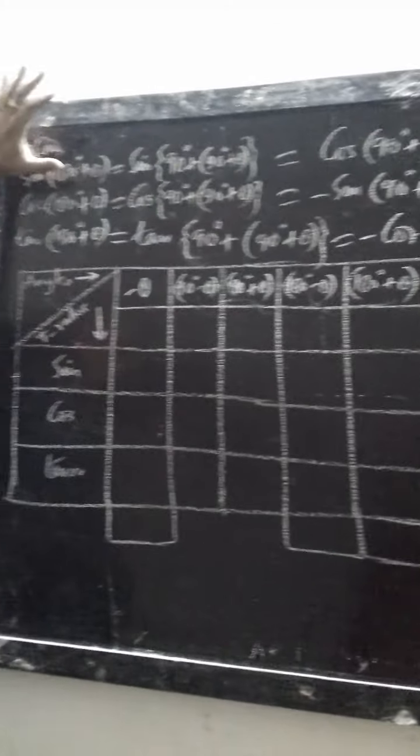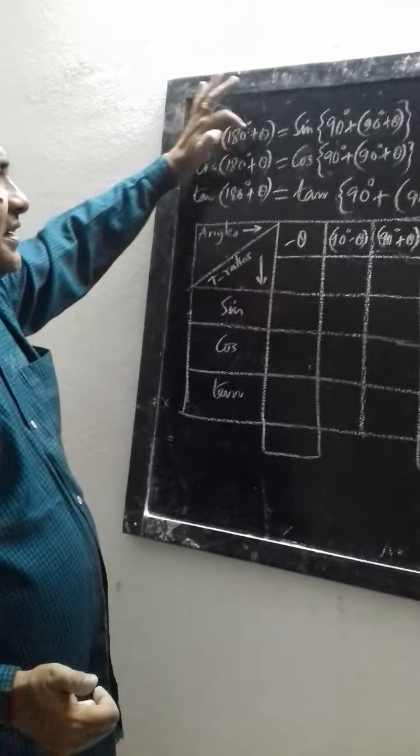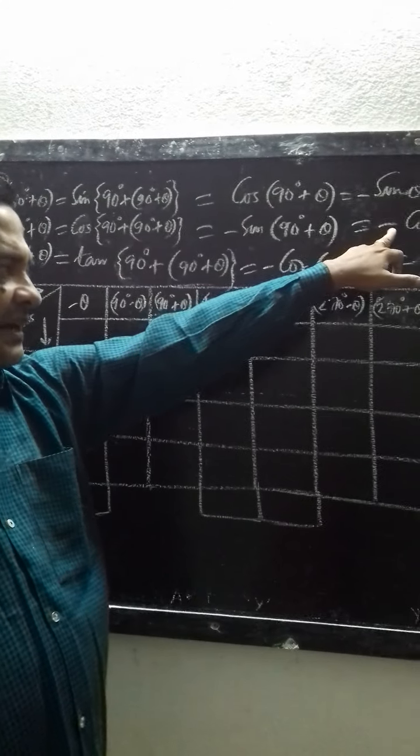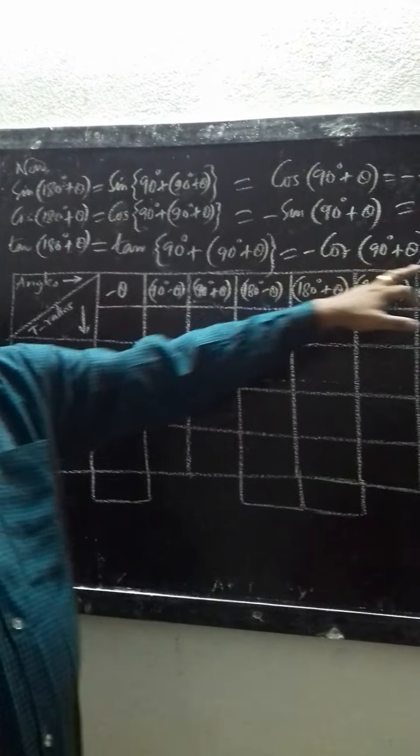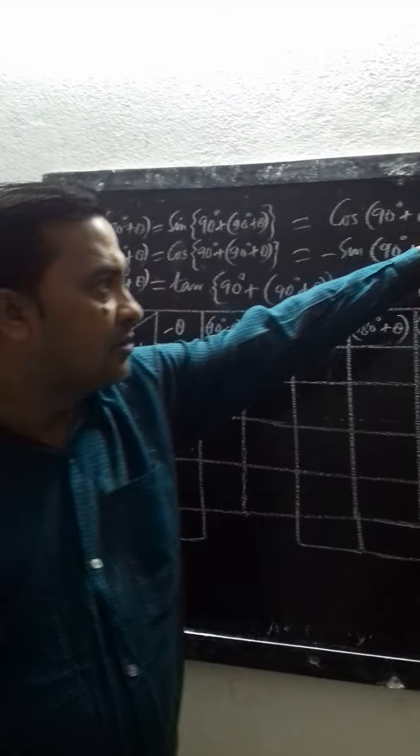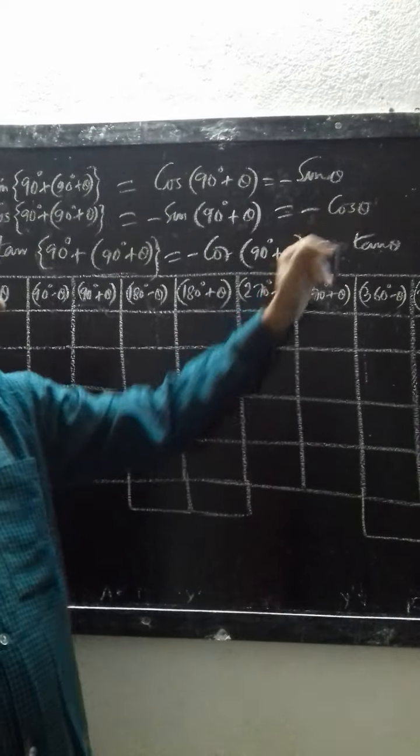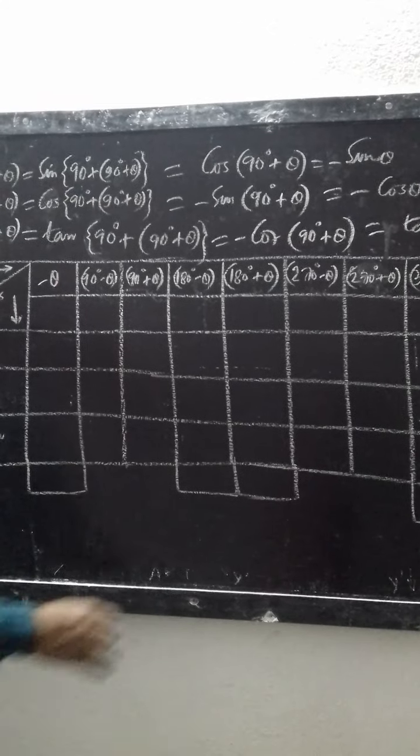Since the angle 180 degree plus theta lies in the third quadrant, sin 180 plus theta is negative, cos 180 plus theta is negative, but tan 180 plus theta is positive. In the previous case we saw that sin 180 minus theta equals plus sin theta, and cos 180 minus theta and tan 180 minus theta equal minus cos theta or minus tan theta. Now see this figure, see this table also.